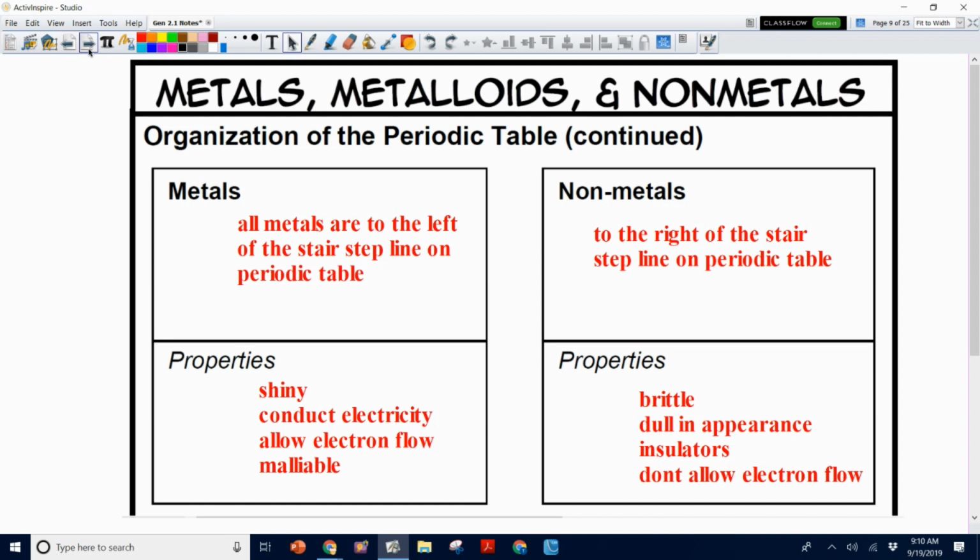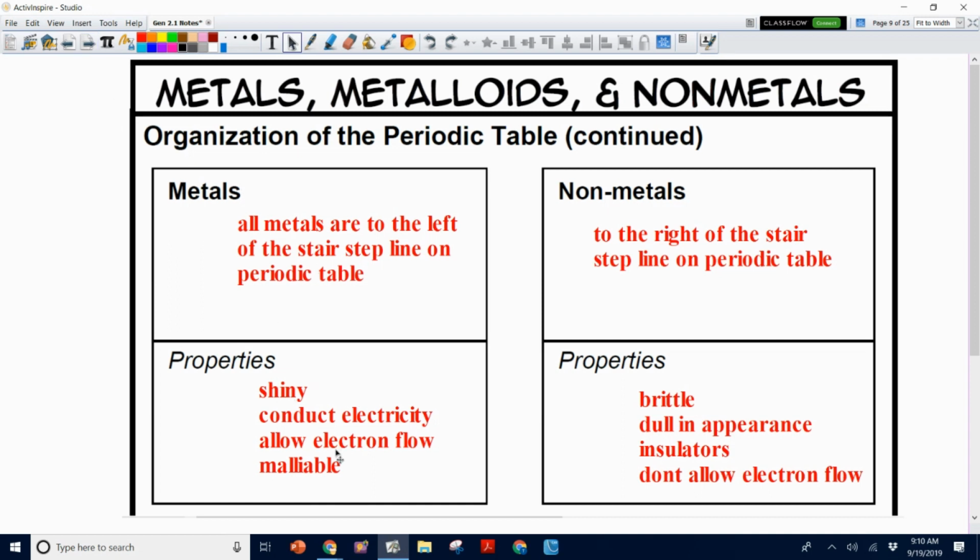All right, nonmetals are to the right of the stair-step line on the periodic table. Their properties are that they are brittle and dull in appearance. They're insulators, which means they do not allow electrons to flow through them. And if you were to hit a nonmetal with a mallet, they're brittle, so they're going to shatter apart.